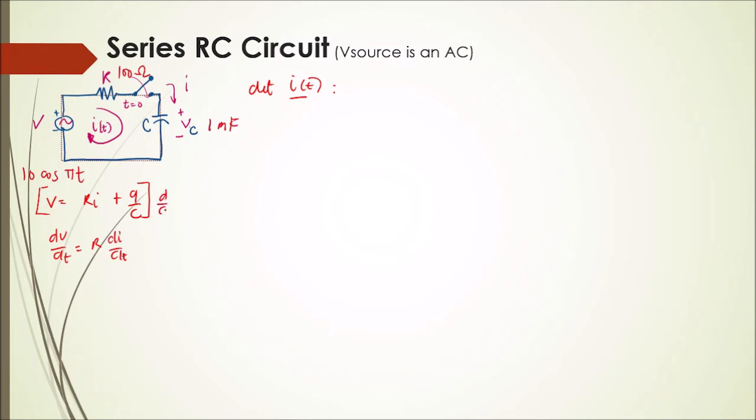And then plus 1 over c, Q is being differentiated. And we know that this dq over dt is I. Kanina lang atong problema. So, with this given value, we can derive this. Okay?